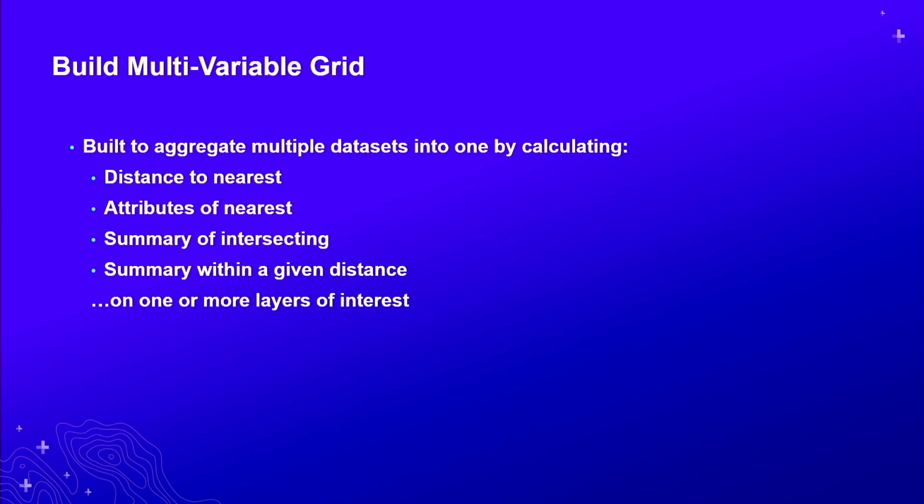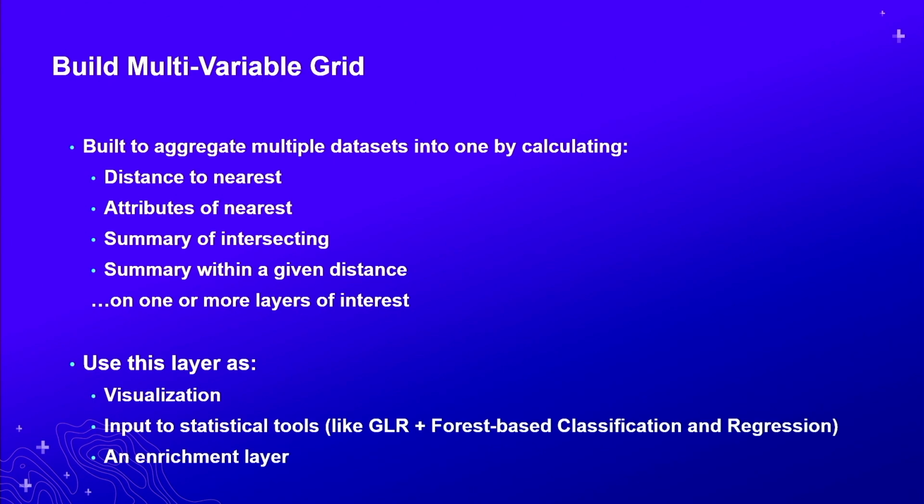So you can do this on one or more layers of interest. You can do as many combinations as you want for this analysis. You can then use this layer for visualization, which is a great representation of what you're doing, and that could be your final step here. But you could also use it to input statistical tools like GLR or forest-based classification and regression, or as an enrichment layer. So you create this multivariable grid, and then you enrich a point data set with it, which would be similar to a join.